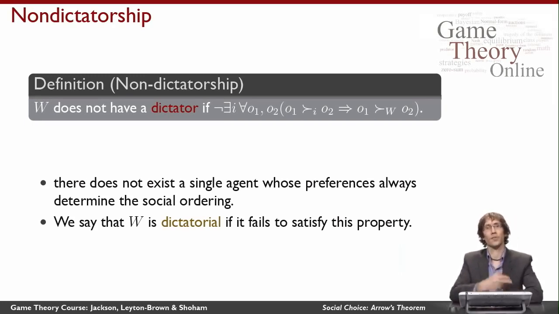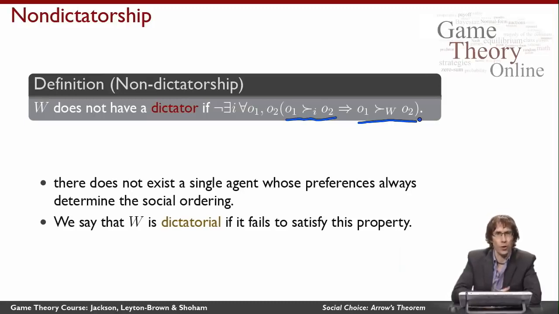Finally, I'll define non-dictatorship as follows. I'll say that a social welfare function does not have a dictator if there does not exist some agent I for whom the following property is true. For all outcomes, O1 and O2, it's the case that if agent I likes O1 better than O2, then it must be that the social welfare function also likes O1 better than O2.